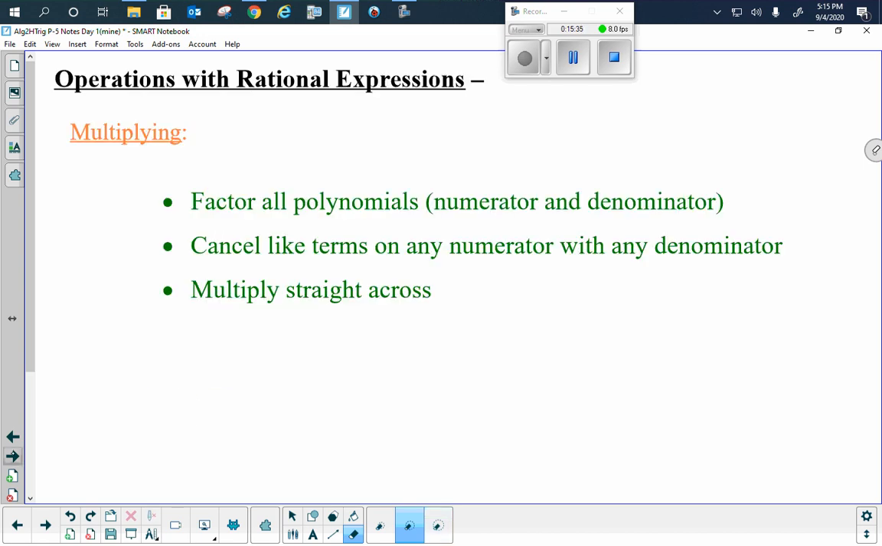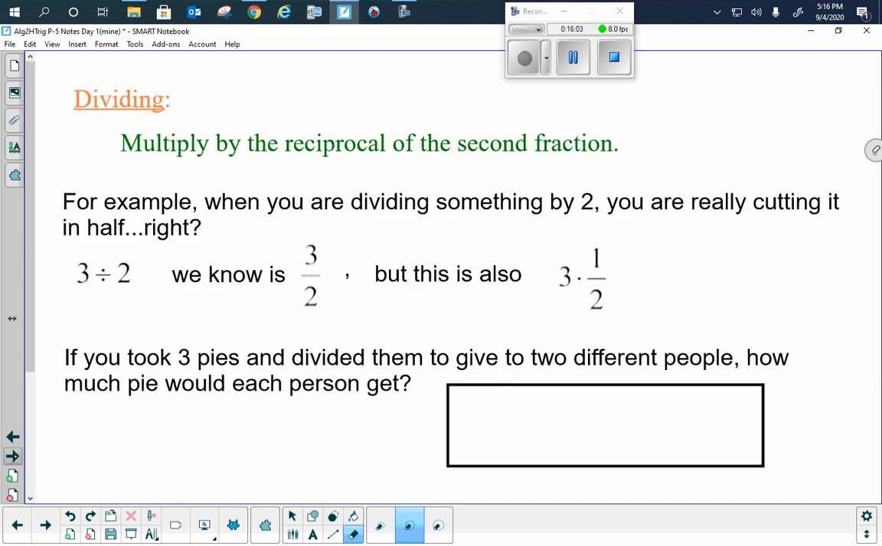All right. Next, operations with rational expressions. So when you're multiplying, factor all your polynomials, numerator and denominator, cancel any like terms on the numerator with anything in the denominator, and then multiply straight across. So again, canceling can be any numerator and any denominator. Okay, they can be above and below, they can be across from next to each other. And we'll see that in the next one. And then dividing, I think you'll be convinced of this, but let's make sure.